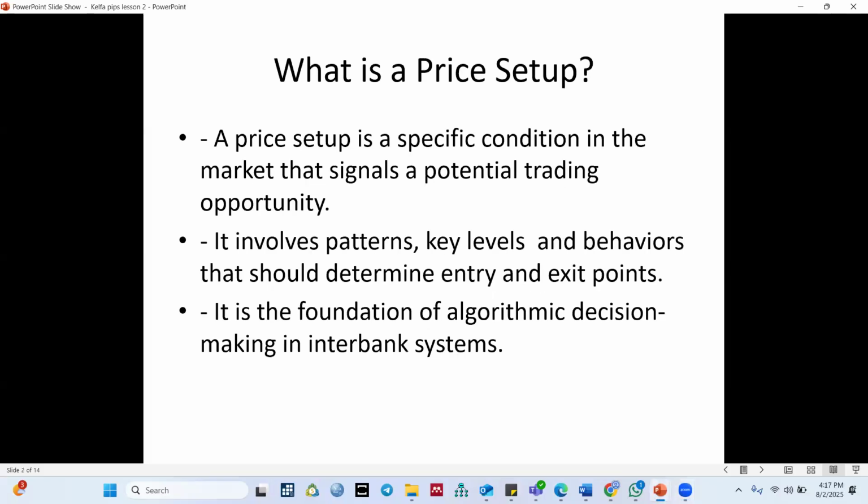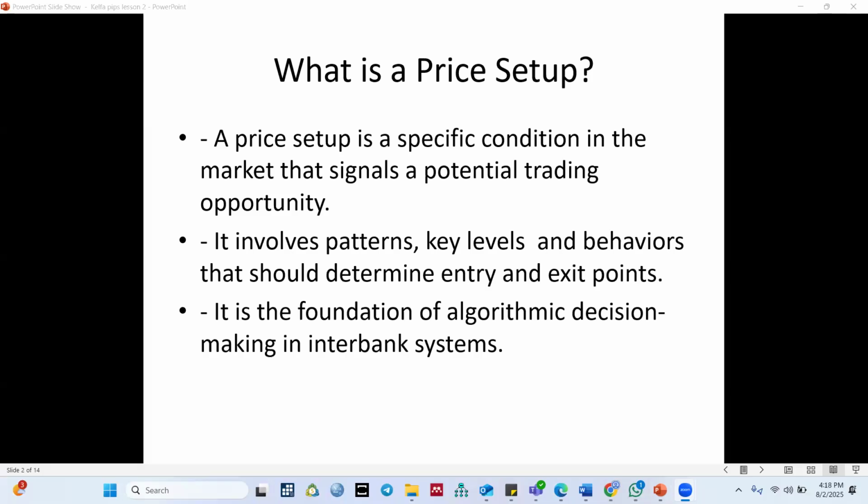The first thing I want us to know is let's find out what a price setup is. So a price setup is a specific condition in the market that signals a potential trading opportunity. So certain things that you must see, so that when you see them, you will know that this is a signal of a potential buying or selling opportunity.